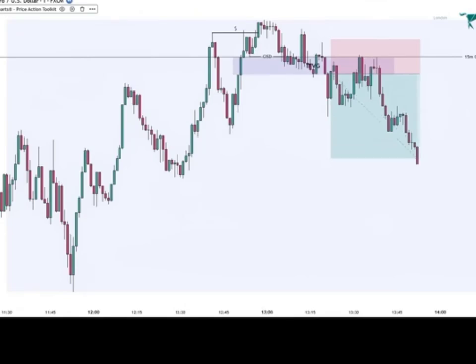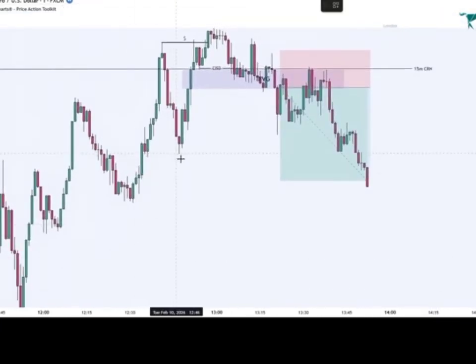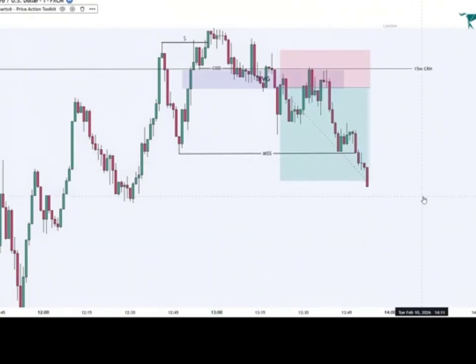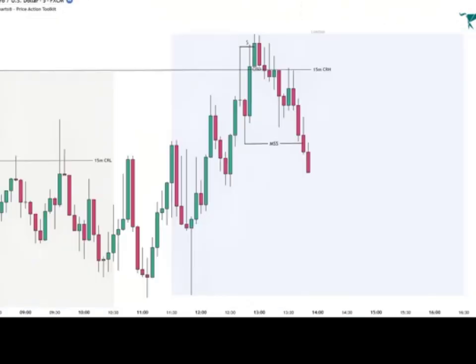Now here's where it gets even more interesting. If you look closely, price has now formed a market structure shift, which could signal the formation of a higher time frame breaker block or mitigation block. So because of that, let's zoom out to the 5-minute chart and see if we can find a second entry. Now on the 5-minute chart, the setup looks even cleaner.